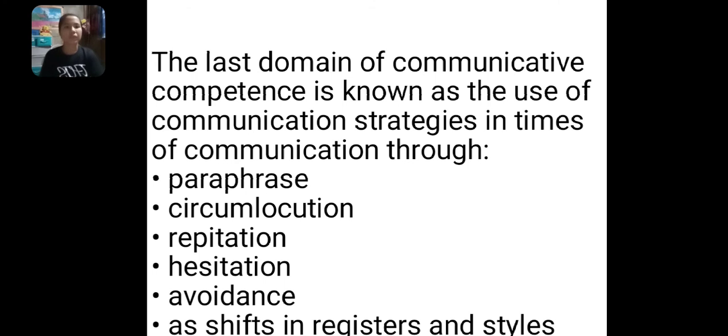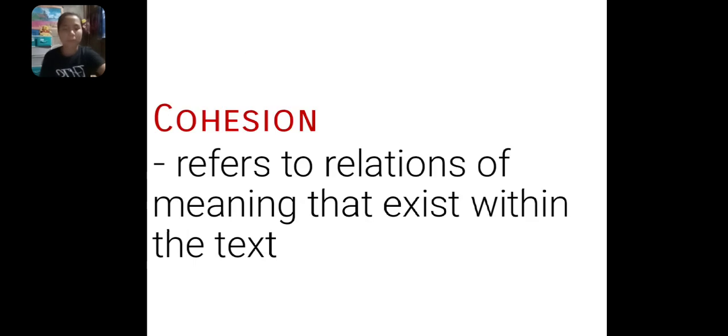The last domain of communicative competence is known as strategic competence, the use of communication strategies in times of communication through paraphrase, circumlocution, repetition, hesitation, avoidance, and a shift in registers and style.